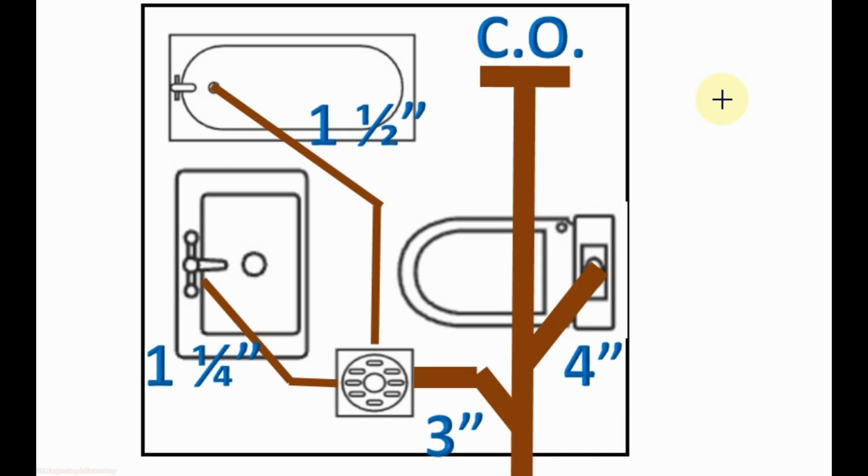So in this way we have selected the minimum drainage pipe size required for each fixture in the toilet as per their minimum trap size. For bathtub it is 1.5 inch, for wash basin it is 1.25 inch, for WC it is 4 inch and for floor drain it is 3 inch. As most commonly available in the market, minimum drainage pipe size is 2 inch. So we will change the pipe size for bathtub from 1.5 inch to 2 inch and for wash basin also from 1.25 inch to 2 inch.